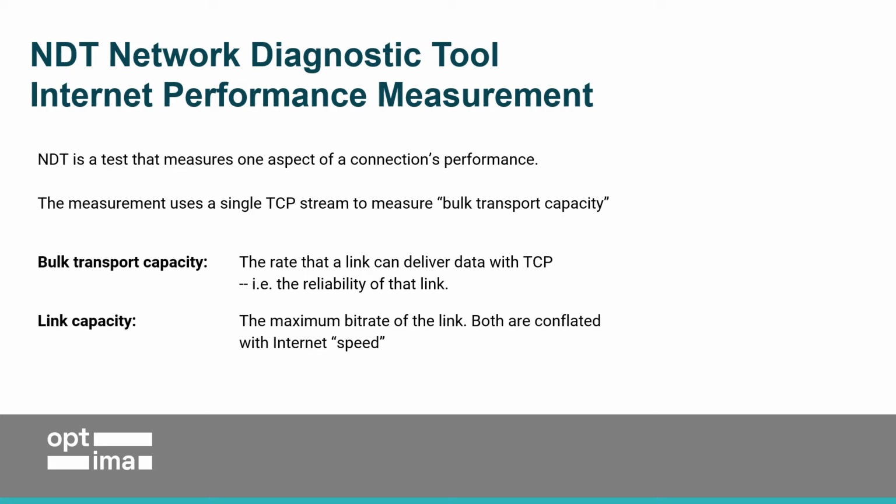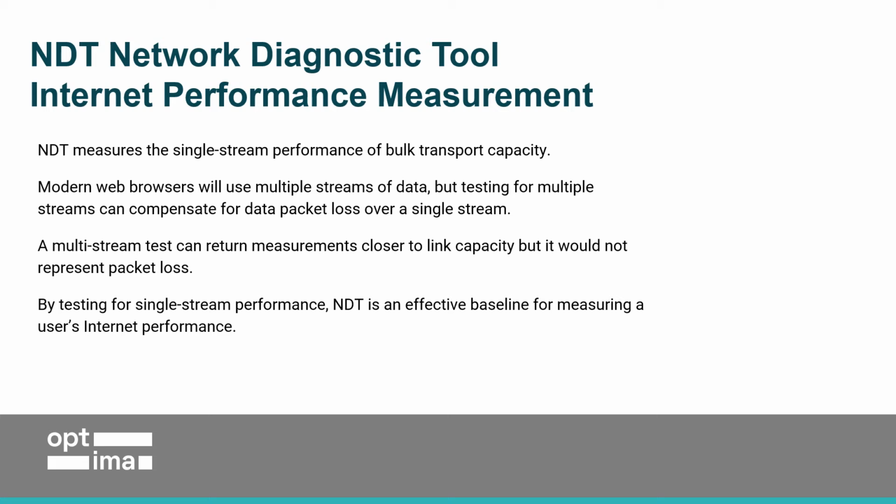The other part of the definition is that NDT measures the single stream performance. On any given internet connection, we're all opening up multiple TCP streams as we browse the internet. Why does NDT then measure using a single TCP stream? Well, the reason is to try to understand what's happening on a single stream baseline level so that we don't capture the ways in which a multi-stream test might compensate for packet loss.